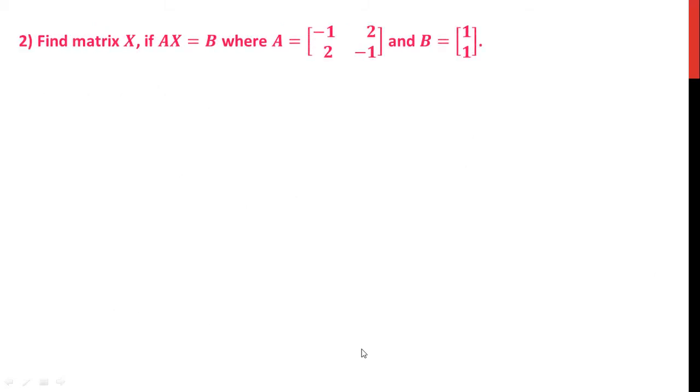Now another question that is given here. Find matrix X if AX is equal to B, where A is given to you, that is a 2 by 2 matrix, and B is given, that is a 2 by 1 matrix, 2 rows and 1 column. Now see the answer. In the answer, A is equal to this matrix and B is equal to this matrix.